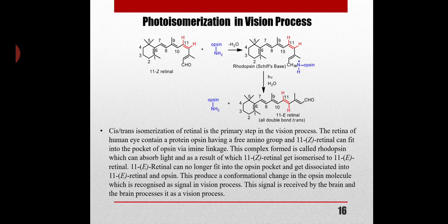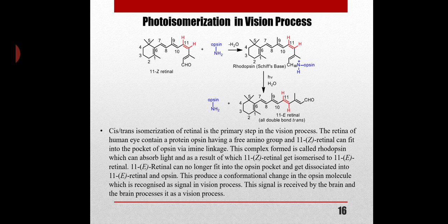There is a protein named opsin present in the eye. 11Z retinal can fit into the pocket of opsin through imine linkage and form a complex called rhodopsin. Why 11Z retinal? The double bond is present at 11 position and the two R groups or the two preferential groups are on the same side. So it is a Z isomer.